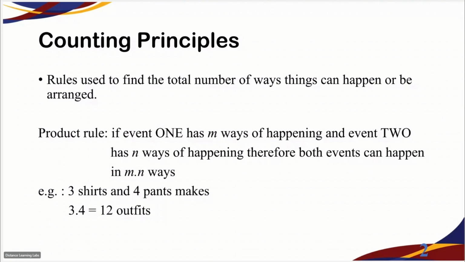Counting principles are the rules to find the total number of ways things can happen or be arranged. The rules that we use under counting principles, the first one would be our product rule, to find the total number of ways things can happen or be arranged.